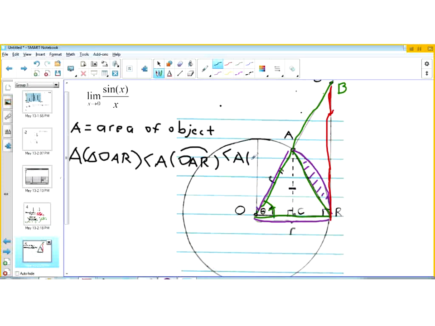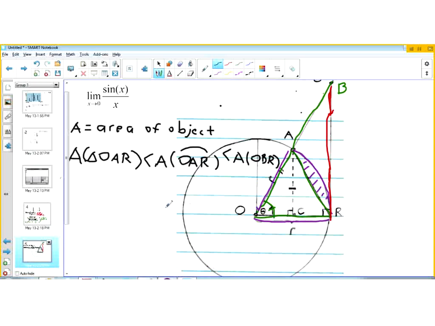Okay. So finally we have that the area of sector OAR is less than the area of triangle OBR, and that's obvious from the drawing, right? Can you see triangle OBR? So just from pictures alone, we see we have this inequality relationship.